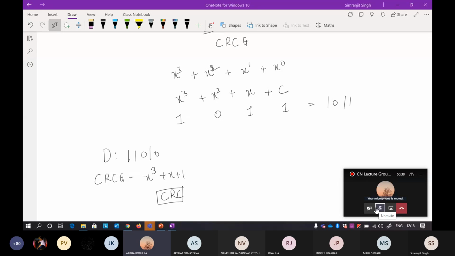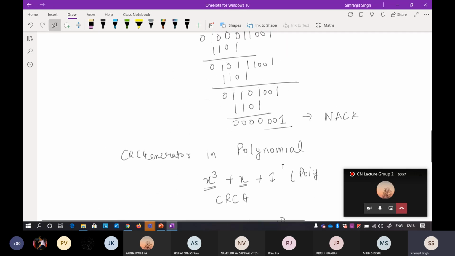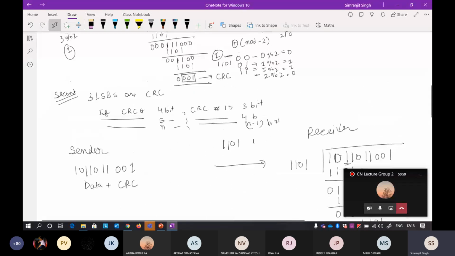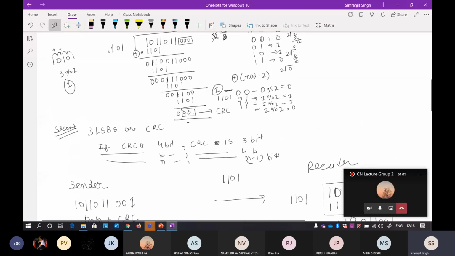So 111. 111. 110. 110. 110. So this is your CRC. So this is the remainder I'm talking about, this one. Okay, so keep in mind this one. This is the one I want, the CRC, this thing.